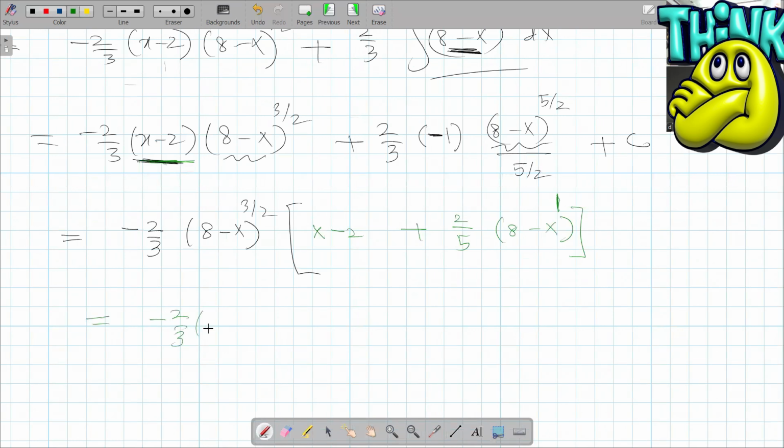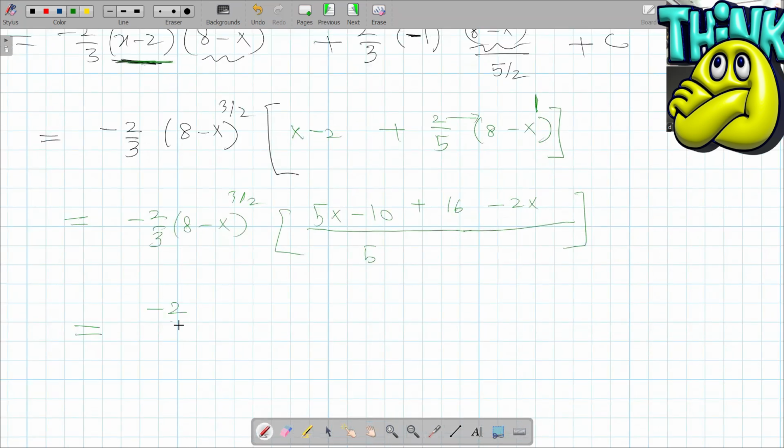Minus 2 over... I was trying 3 to divide, times 8 minus x 3 over 2. Just add them now. Take 5 as LCM. So this will become 5x minus 2 fives are 10, plus 5 cancelled. Multiply 2 inside. 2 eights are 16, minus 2x.